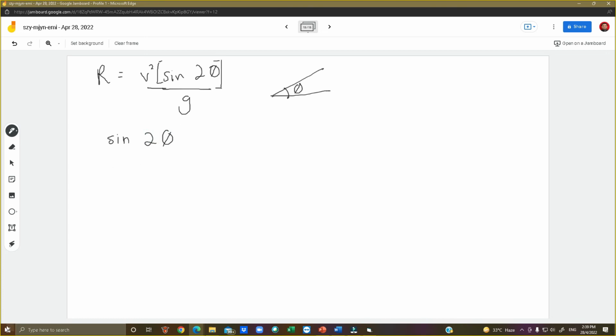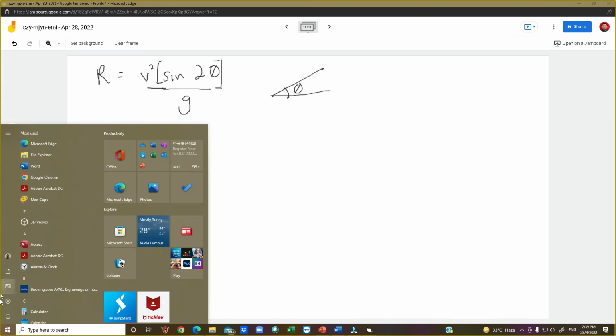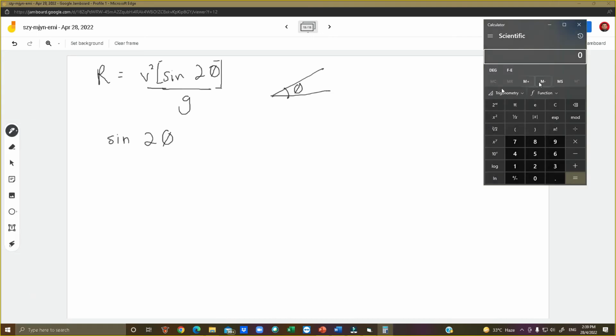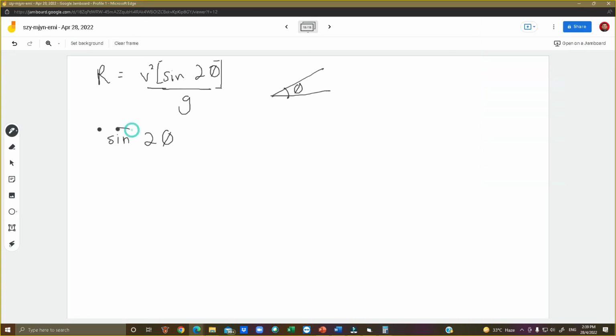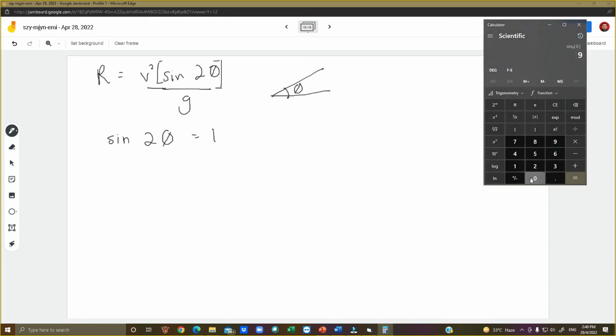Now, in trigonometry, the maximum value of sin is 1. So, what we try to have is value of sin equals to 1. Sin berapa angle? Okay, jadi sin berapa sebenarnya? 1. It is sin 90.